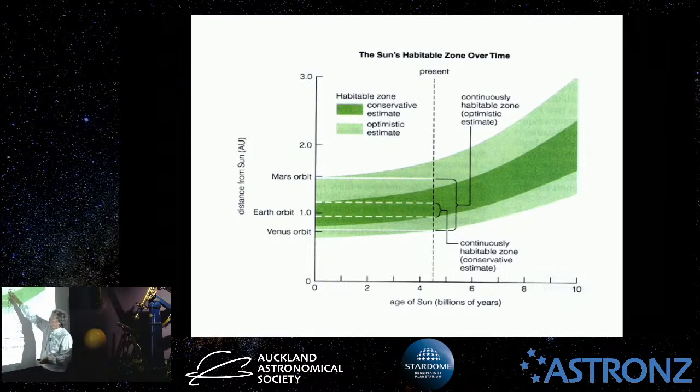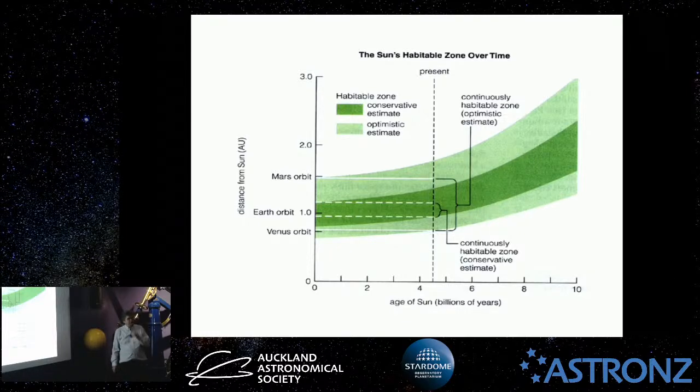Notice that Mars will enter the habitable zone right about here in about 1.5 billion years, and Venus already is outside the habitable zone and will get further and further out. And the Earth will leave the habitable zone right about here in about, I don't know, a few billion years. And so, get your safety equipment.